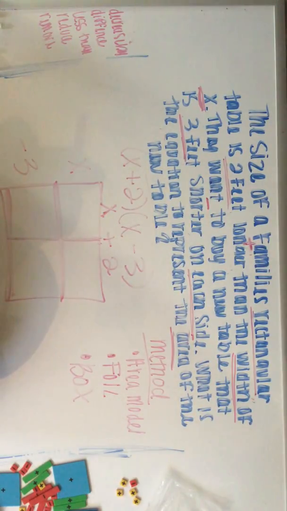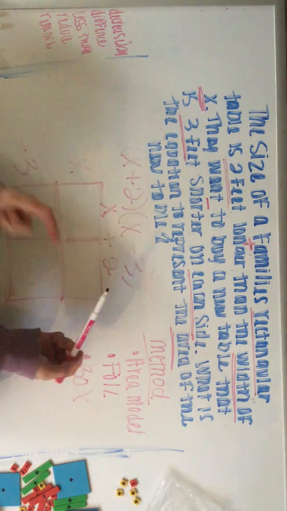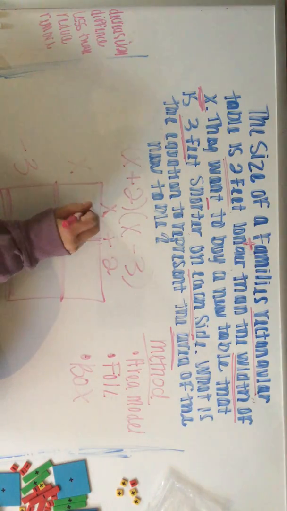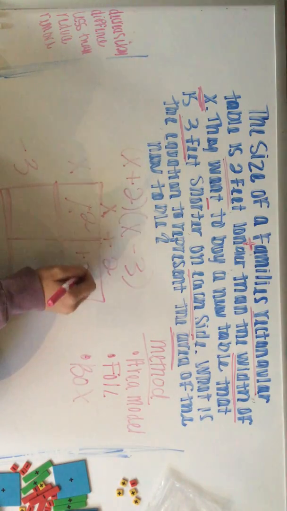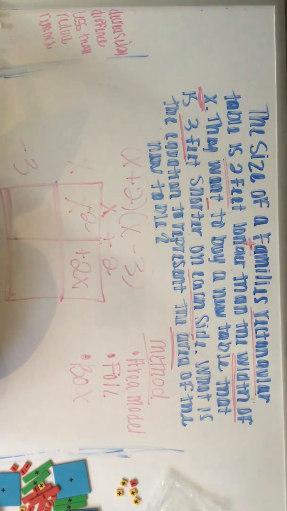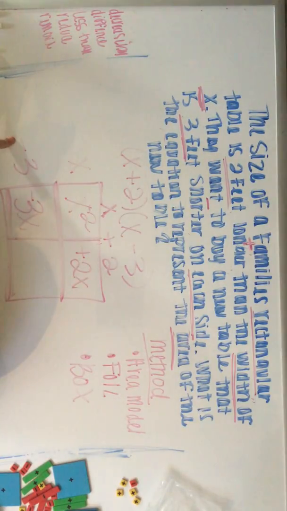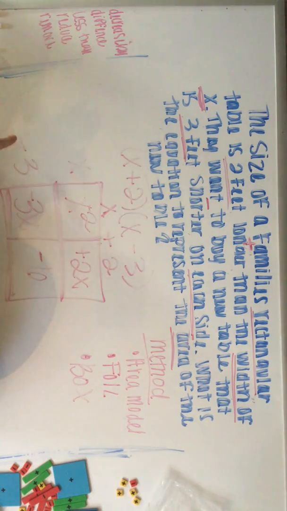Back to our box method here. What this shows is that we're going to multiply the boxes that line up, right? So x times x gives us x squared. And x times positive 2 gives us positive 2x. X times negative 3 gives us negative 3x. And 2 times negative 3 is going to give us negative 6, right?